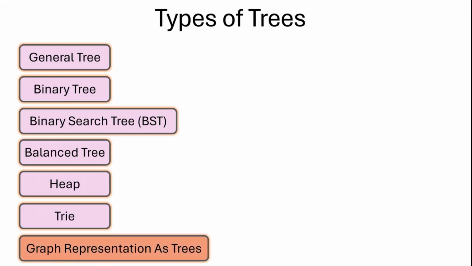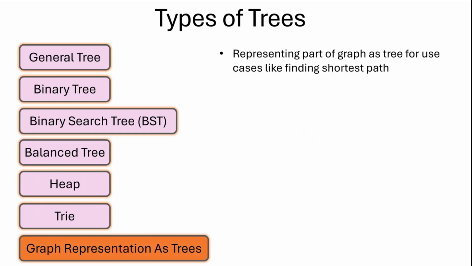Then the graph representation as trees. So representing part of the graph as a tree for use cases like finding the shortest path. For example, when we use Google Maps, we can see the roads are connected to each other, like a graph. But when we want to find the shortest path from source to destination, internally that graph is represented as a tree to find the shortest path from the start point to the end point.